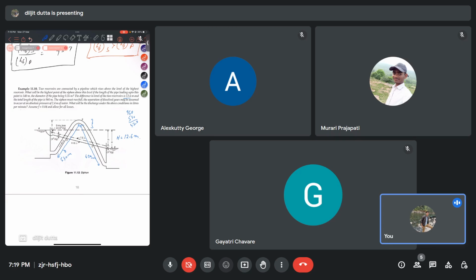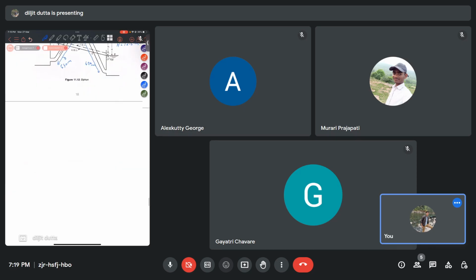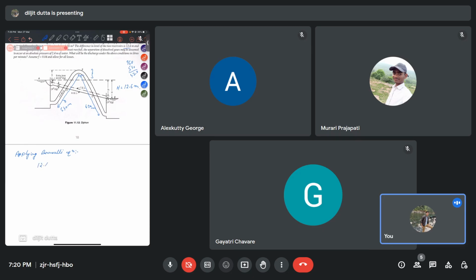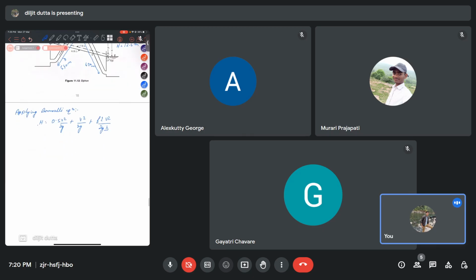The siphon must run full. The separation of dissolved gases may be assumed to occur at an absolute pressure of 2.4 meter of water. So let us apply the Bernoulli equation, and we have to allow for minor losses, that is entry loss we have to consider. So total head that we have, H, is equal to 0.5 v square by 2g plus v square by 2g plus FL v square by 2g D. F is equal to 0.04.